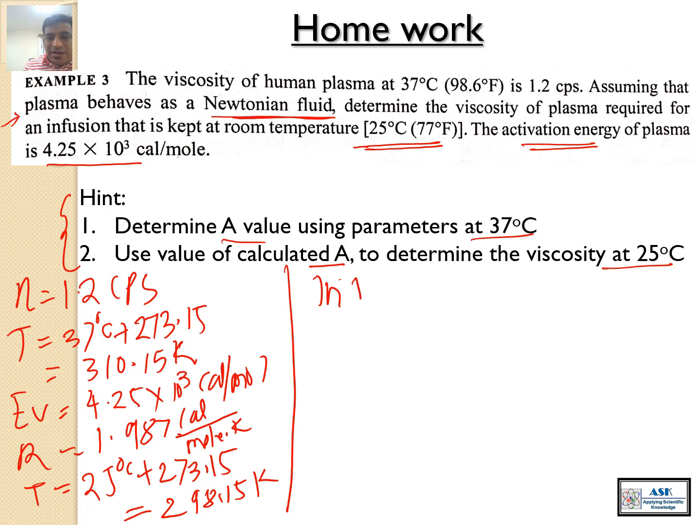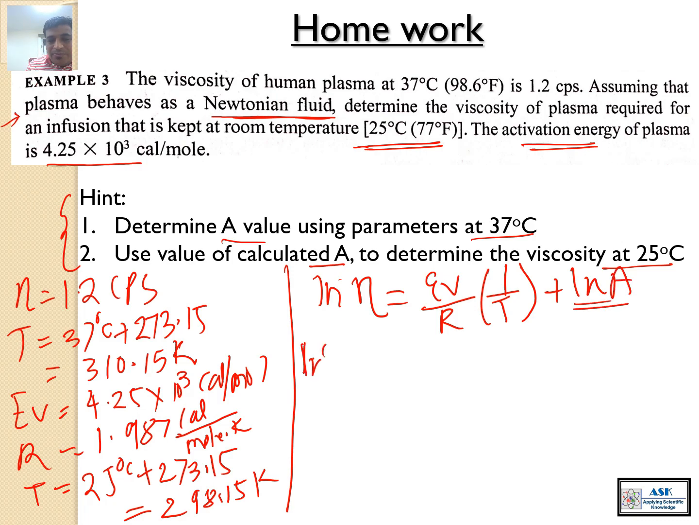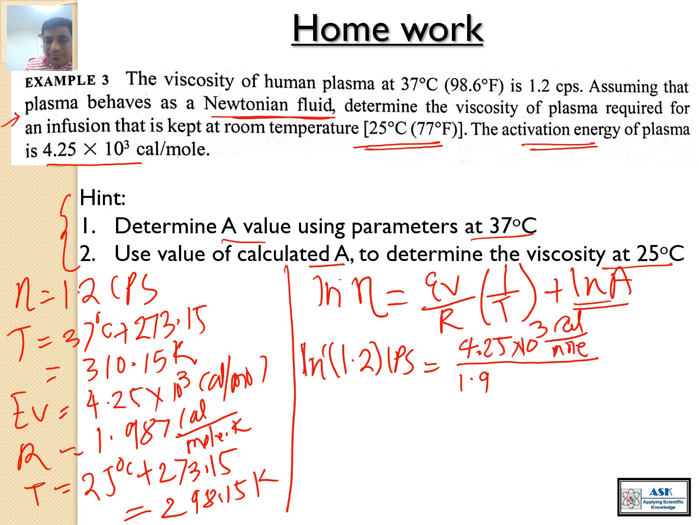What is that? ln eta is equal to Ea divided by R times 1 divided by T, plus ln A. And we have to figure out what is ln A. So ln 1.2 CPS is equal to 4.25 times 10 raised to 3 calories per mole divided by 1.987 calories per mole times Kelvin, times 310.15 Kelvin, plus ln A, and that's what we have to find out.